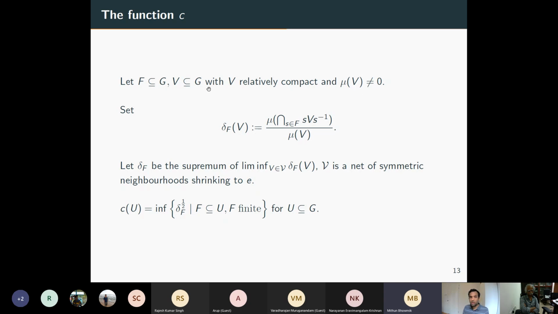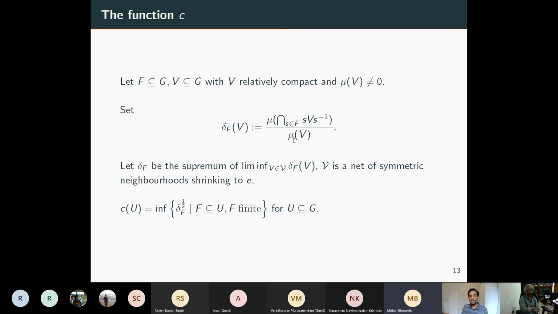Sorry, it's supposed to be a neighborhood of the identity. You look at how much the elements of this set move around this open neighborhood, this neighborhood V, relative to how big it was in the first place.